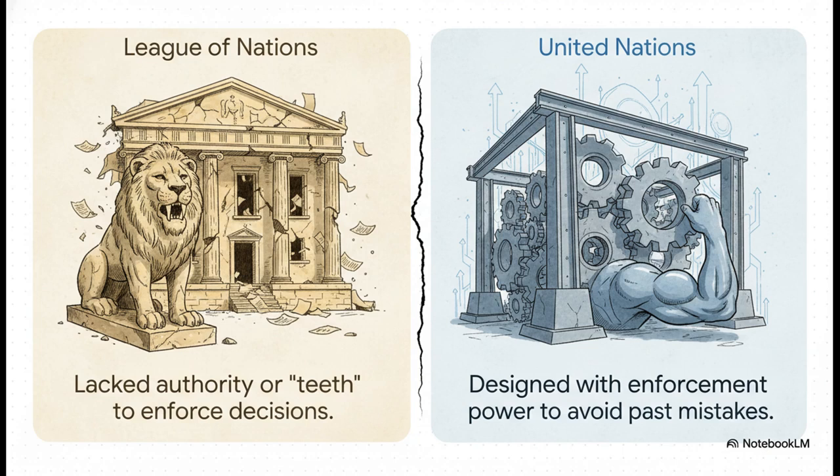Now, the UN wasn't the world's first rodeo with a global governing body. After World War I, we had the League of Nations, and it had similar goals, but it had a huge, fatal flaw. It was basically powerless. When countries like Hitler's Germany just ignored it, the League couldn't do a thing. It had no teeth. The founders of the UN were absolutely determined not to make that same mistake twice.